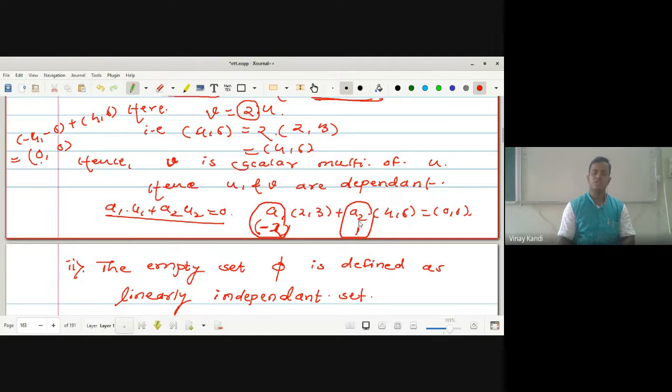So here the definition of linearly dependent is satisfied. So these two vectors are linearly dependent. If one of them is a scalar multiple of the other, then the two vectors are linearly dependent. Now, any doubt? No, sir. Okay.